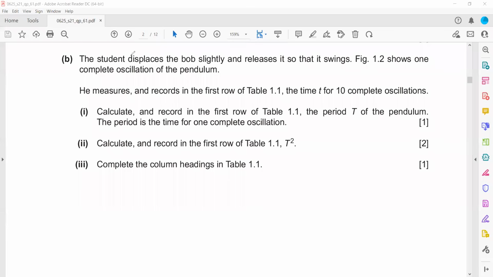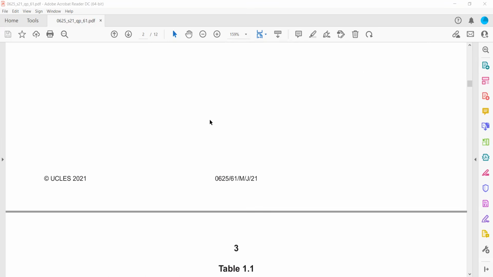In the second part, a student displaces the bob and then releases it. Figure 1.2 shows one complete oscillation of a pendulum. He measures and records in the first row of table 1.1 the time for 10 complete oscillations, like how much time it takes to complete 10 vibrations. Calculate and record in the first row of table 1.1 the period of the pendulum. Period means time for one vibration. So we know the time for 10 vibrations, we just need the time for one vibration.